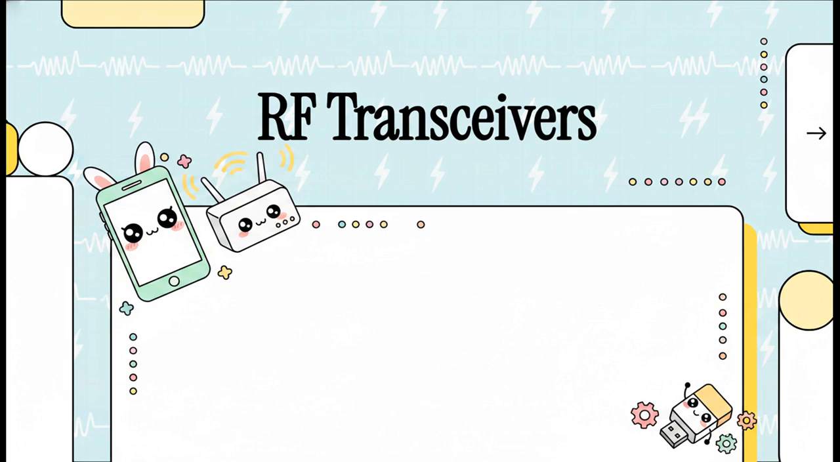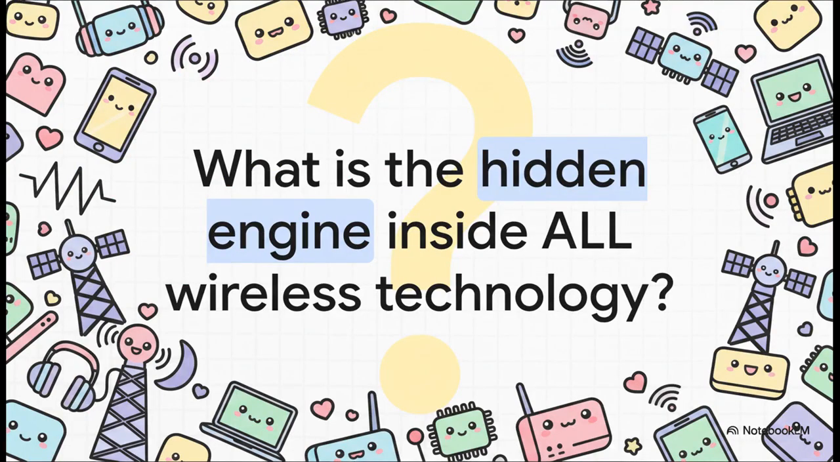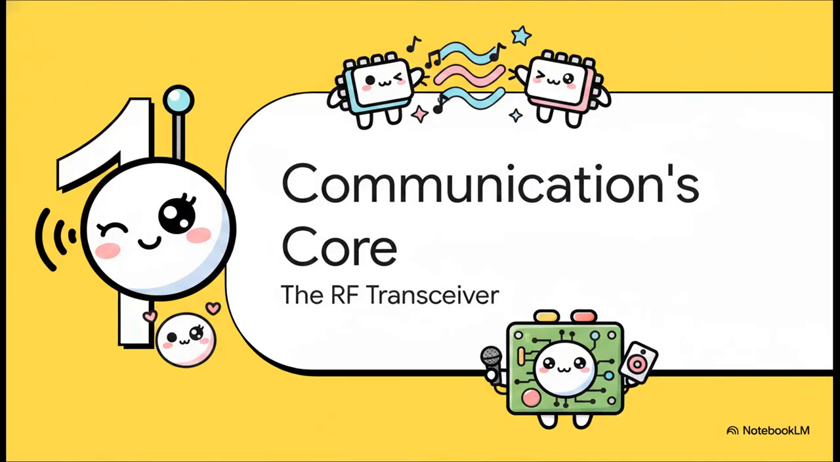So today, let's pull back the curtain and take a look at the engine that drives all of our wireless tech. So what is this hidden engine? It's called the RF transceiver. And in this explainer, we're going to break down exactly what it is. We'll look at its block diagram and get to know each and every component that honestly makes our modern connected world even possible.